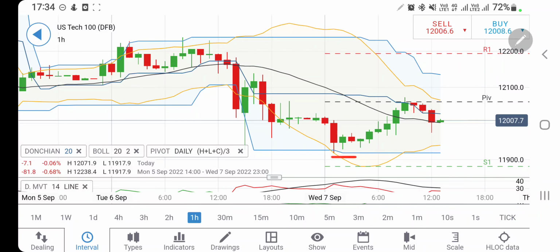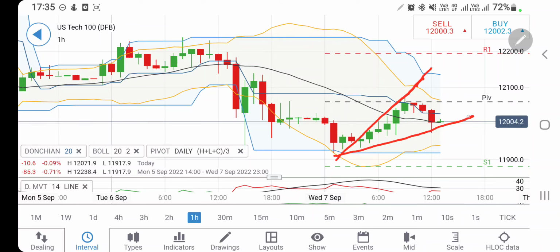Now look at Nasdaq 100, and you can see the hourly chart on Nasdaq 100. This is an expanding triangle. You can find the lows are well connected, at the same time the highs are further apart. So this is an expanding triangle. It indicates bullishness there, but this is valid only as long as it trades above 11,950 levels.